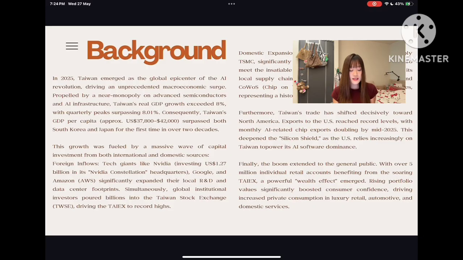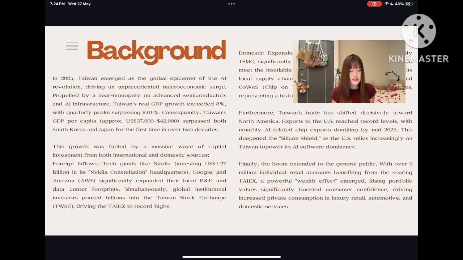Furthermore, Taiwan's trade has shifted decisively toward North America. Exports to the US reached record levels, with monthly AI-related chip exports doubling by mid-2025. This deepened the Silicon Shield as the US relies increasingly on Taiwan to power its AI software dominance.